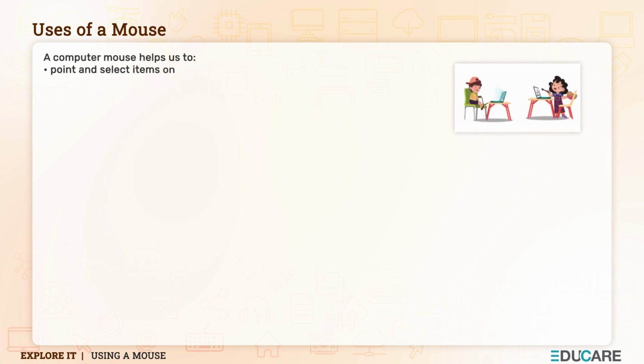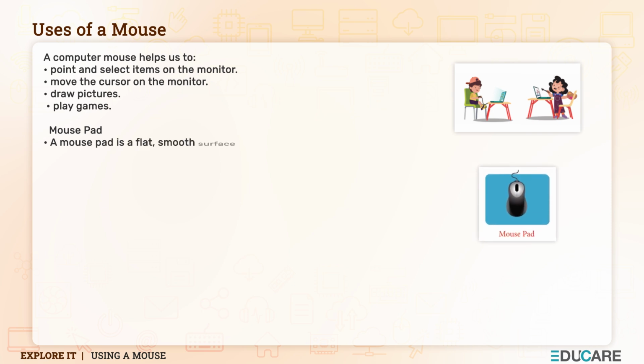Uses of a mouse. A computer mouse helps us to point and select items on the monitor, move the cursor on the monitor, draw pictures, play games. Mouse pad. A mouse pad is a flat, smooth surface where you put your mouse.